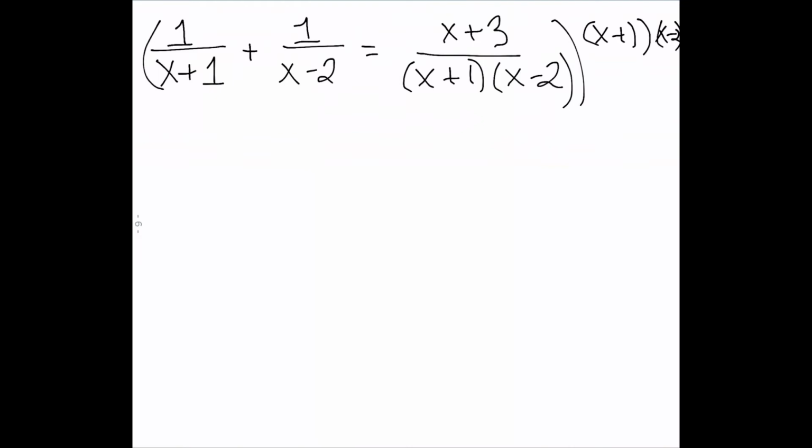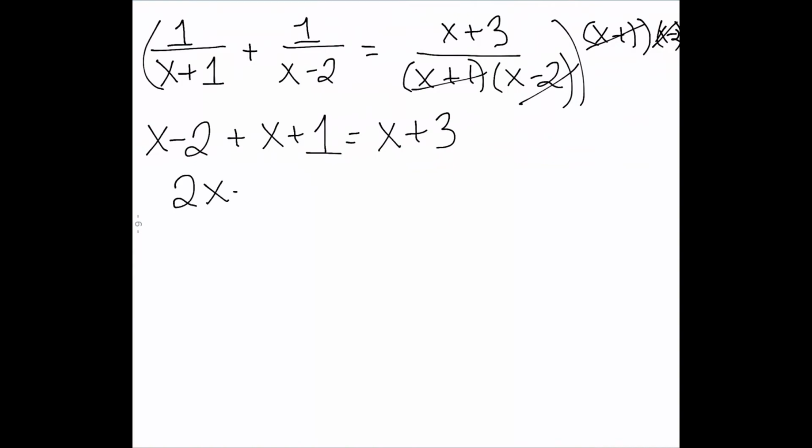When I multiply the first thing by (x plus 1)(x minus 2), you'll notice that the x plus 1's cancel, and I'm just left with an x minus 2. For the second one, the x minus 2's cancel, and I'm just left with an x plus 1. And here, they'll actually both cancel, and I'm just left with x plus 3. So on the left, I have 2x minus 1. On the right, x plus 3.